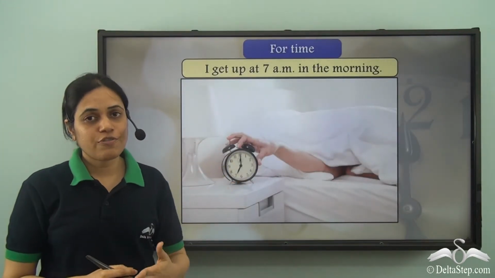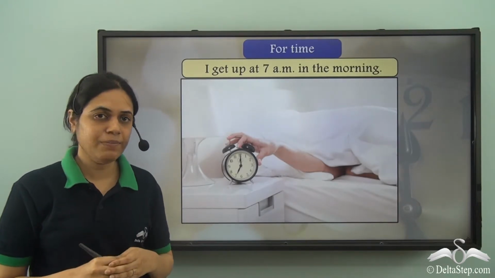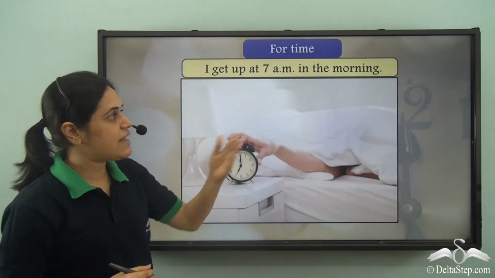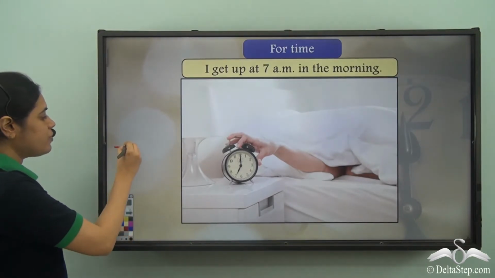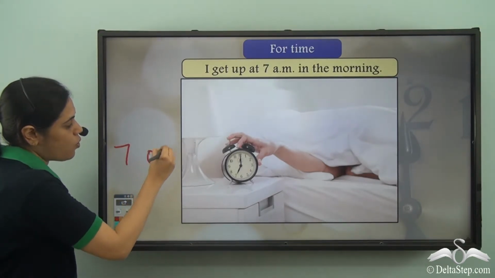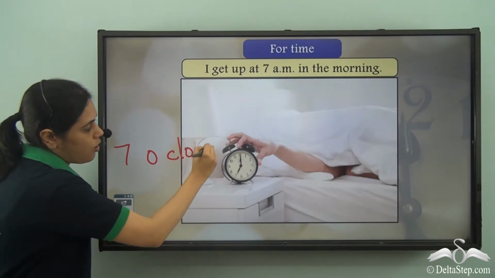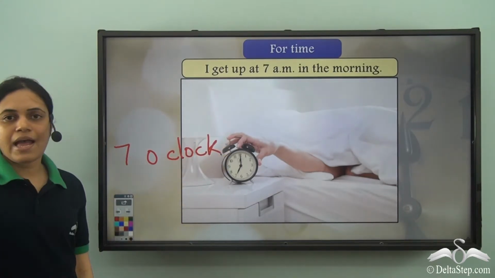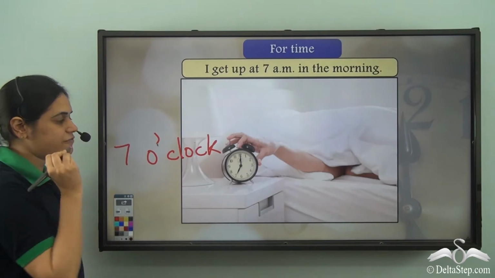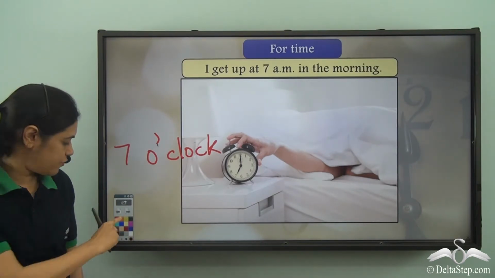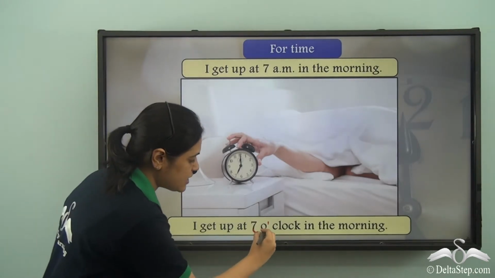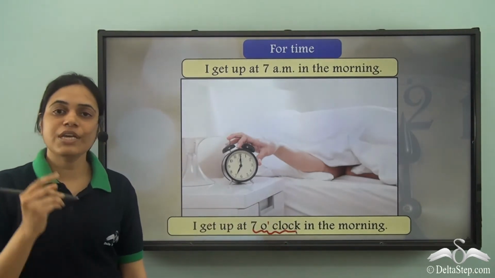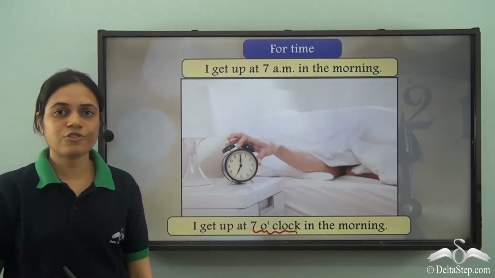Also, apostrophe is used for time. I get up at 7 a.m. in the morning. Now 7 a.m. can also be written as 7 o'clock, and after O I put an apostrophe. So 7 o'clock. So to indicate time using O, I need an apostrophe.